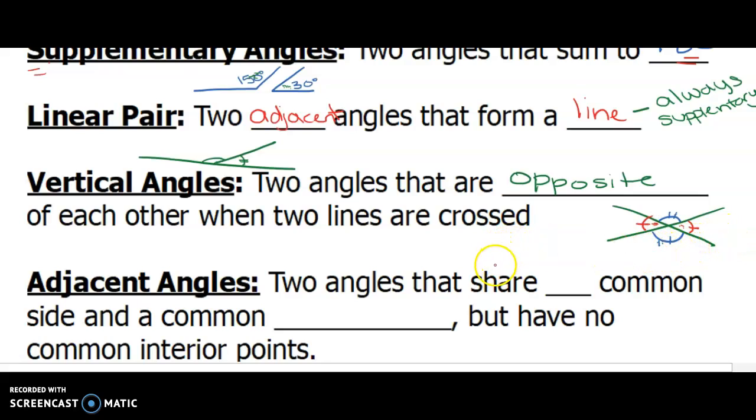All right, last one, adjacent angles, 2 angles that share one common side and a common vertex, but have no interior points. So this angle here and this angle here would be adjacent. The reason being is because they share this side, right? That's a side for both of them. And they share a common vertex, which would be, oh, I lost my cursor. Here we go. Which would be right there. There's my vertex. But they don't overlap, which means they have no common interior points.